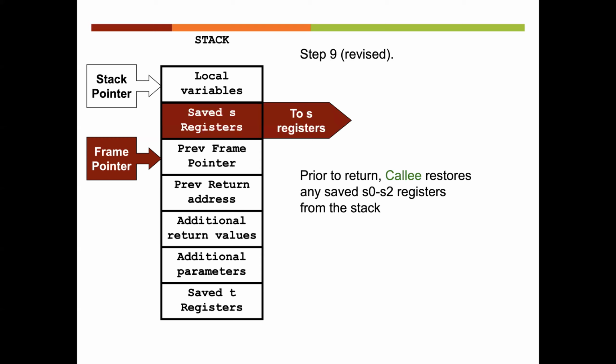Next, before our return, the callee needs to restore the previous S registers from the stack. Our stack pointer still points to local variables, and our saved S registers are being restored.